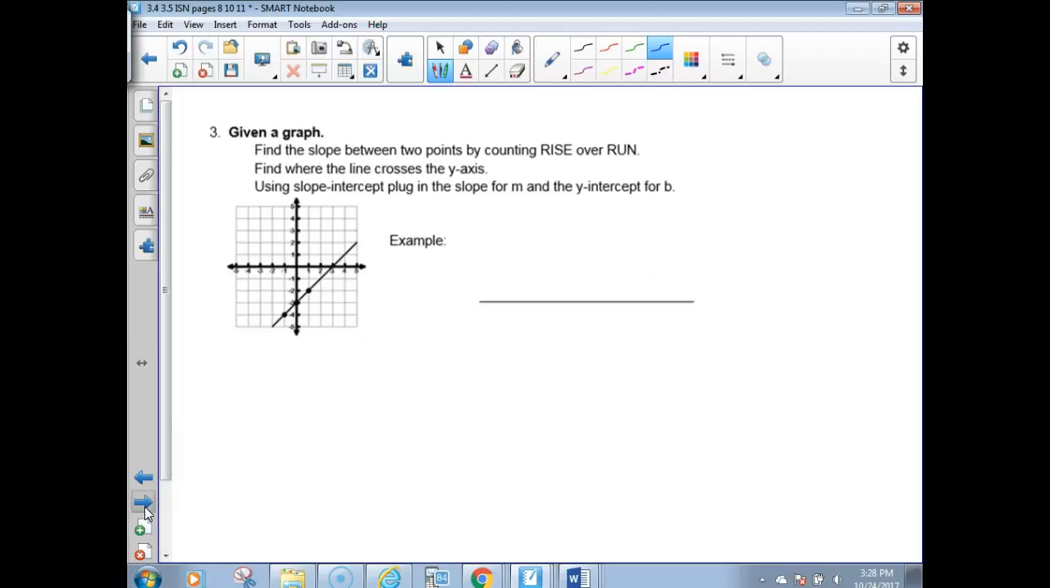Okay, the third one, this won't take me too long. Find the slope between the points by counting the rise over run. I hate that. That's the change in y over the change in x. Look at the line where it crosses the y-axis. So this right here is your b value. It would be -3. And your slope is up 1, right 1. You're just counting this. M is 1/1, which is 1. Then you write the equation, y equals mx, 1 times x, minus 3.